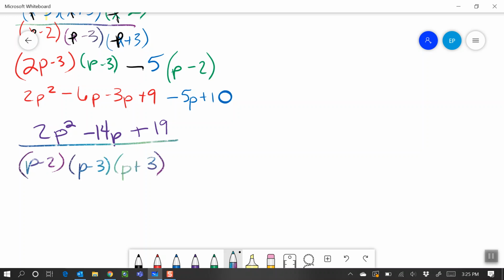Now you got to be careful because you got to double check factors of 38, 2 times 19, that add up to be negative 14. The factors of 38 are 2 and 19. So there's nothing to get me to 14, so I am done.